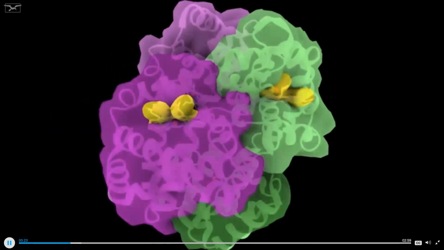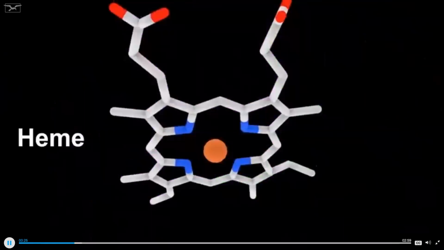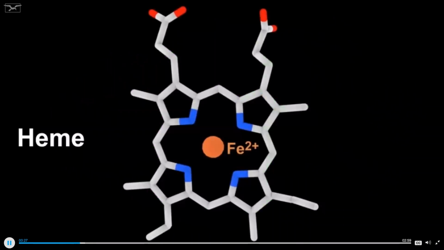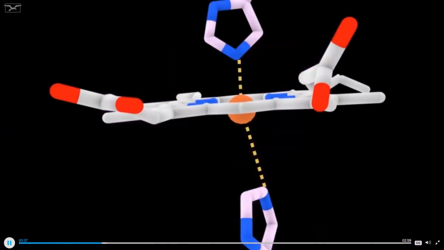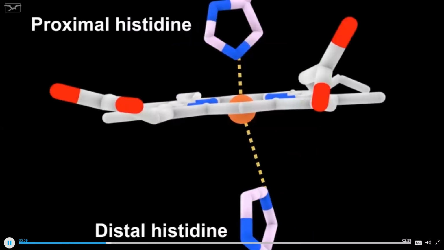At the core of each subunit is a heme complex made up of a porphyrin ring with a central ferrous iron atom. The iron has 6 coordination bonds, 4 with nitrogens in the plane of the porphyrin ring, and 2 with histidine residues above and below the ring, called the proximal and distal histidines.